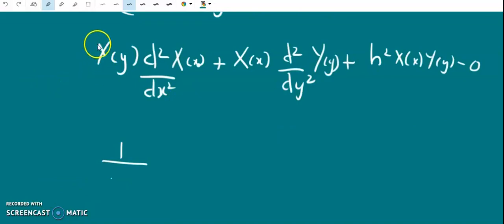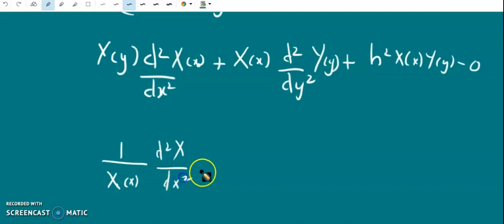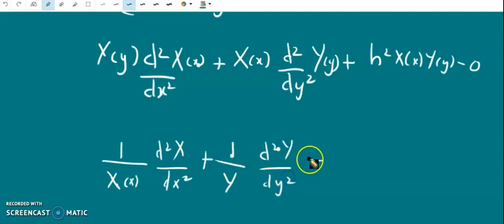Now dividing each and every term with capital X into capital Y, X of x into Y of y. So there is a Y of y over here. So dividing this term, we get 1 over X of x into d²X by dx², plus, the term divided by XY, so that is 1 over Y into d²Y by dy² plus h² equal to 0. So you can put the argument if needed.